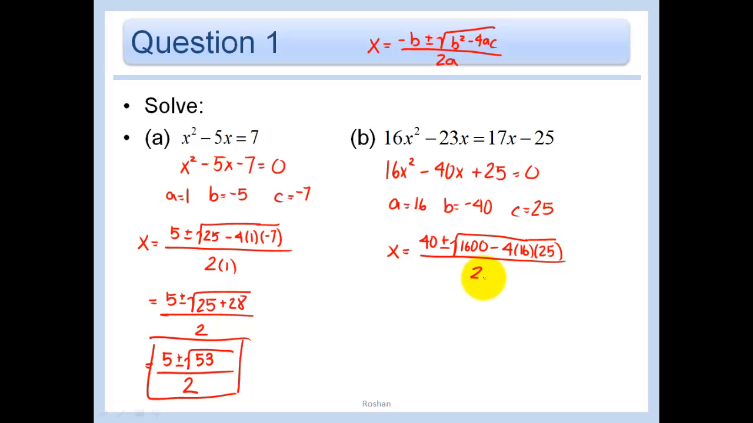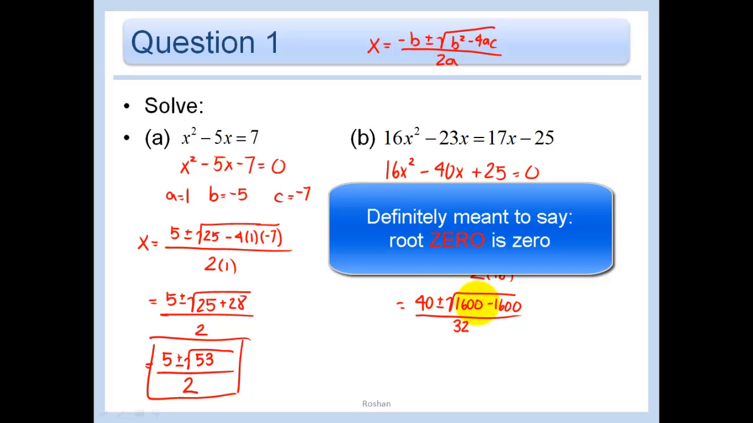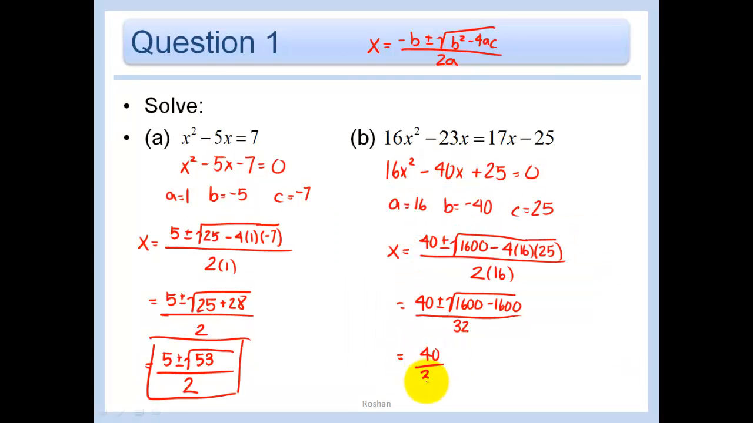all over 2a. And so I get 40 plus or minus root 1,600. Let's see, that's 100. 100 times 16 is also 1,600 all over 32. And so 1,600 minus 1,600 is 0, and root 0 is 0. So I just have 40 plus or minus 0, which I don't need, over 32. And I could simplify that, divide by 8, and I get 5, divide by 8, and I get 4. So in this answer, I only have one solution, and that one solution is 5/4.